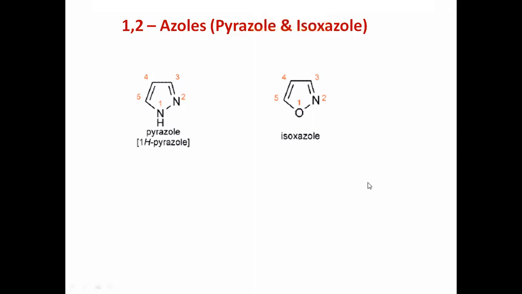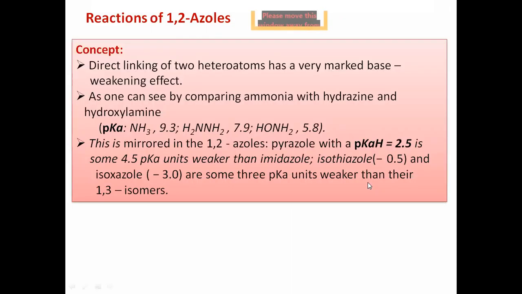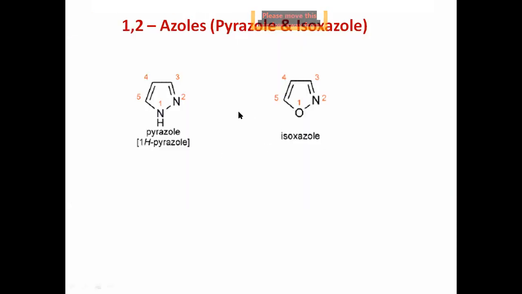Now, the most important thing about these 1,2-azoles: we'll go for their reactions first, then their preparations. You know, 1,2-azoles means that there are two heteroatoms in the ring which are directly connected. So what will happen? The first point is their reactivity.